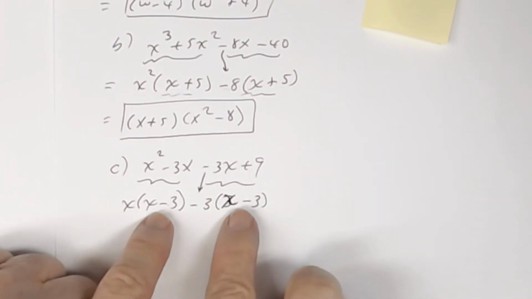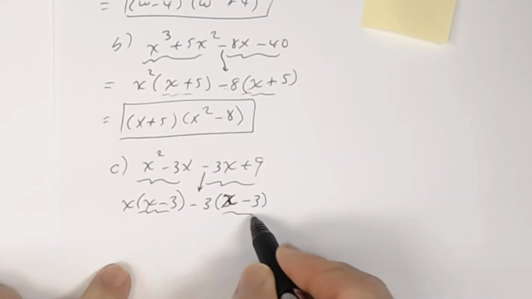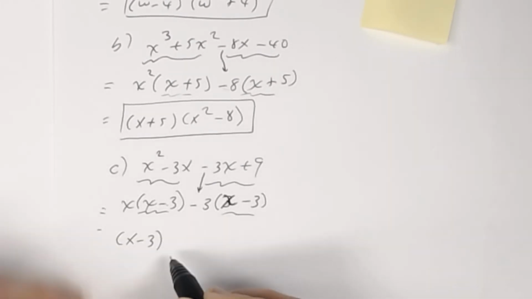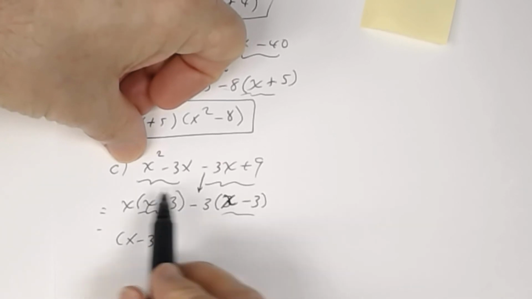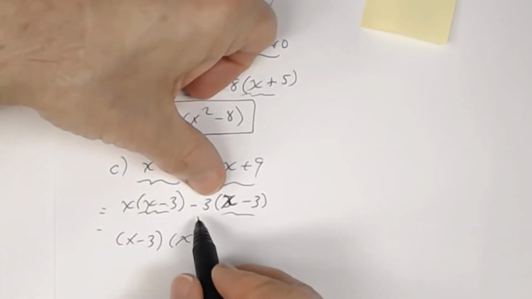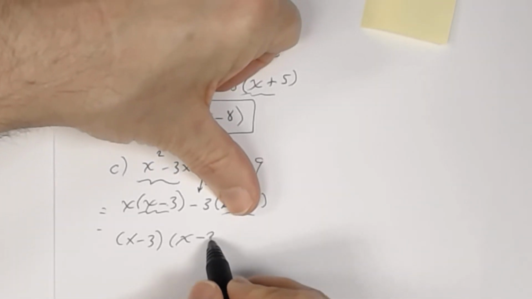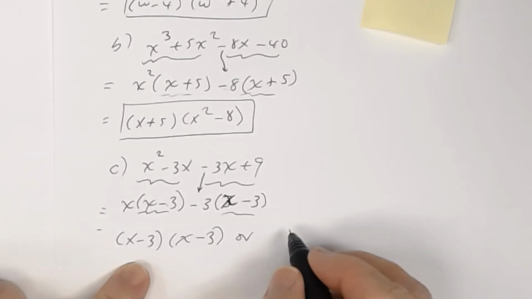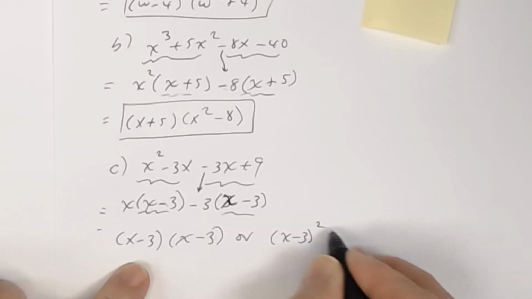Again, notice these two are the same. And so that means now you can factor out an x minus 3. And then when you factor out an x minus 3 from this part here, you're left with x squared in parentheses because these are factors, minus, and then here you're left with 3. And then notice those two factors are the same. So if you want to, you can also say x minus 3 squared.